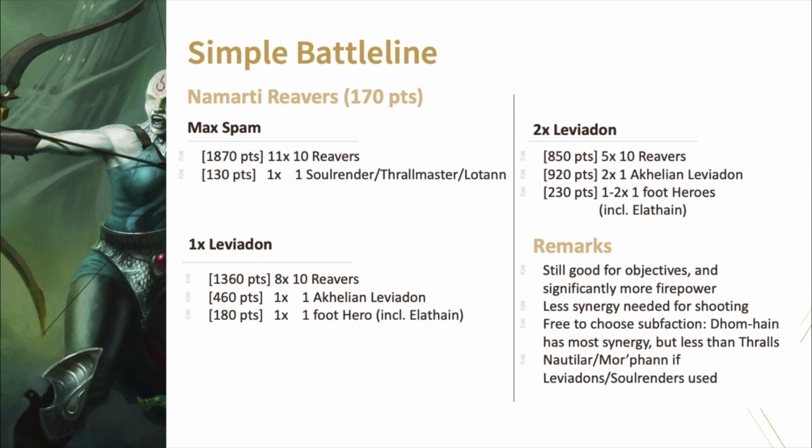So some remarks. This is still good for objectives because you've still got a lot of bodies even in the 2 Leviathan version. And it has significantly more firepower and thus range. And there's less synergy needed from your heroes for shooting. As I mentioned, there just aren't that many things that buff them as a shooting unit. You're also free to choose your sub-faction still, where Domhain has more synergy, but less than it did with Thralls. And you could still do Nautilus if you're taking Leviathans, or Morphon if you're using Soul Renders. So similar kind of story.